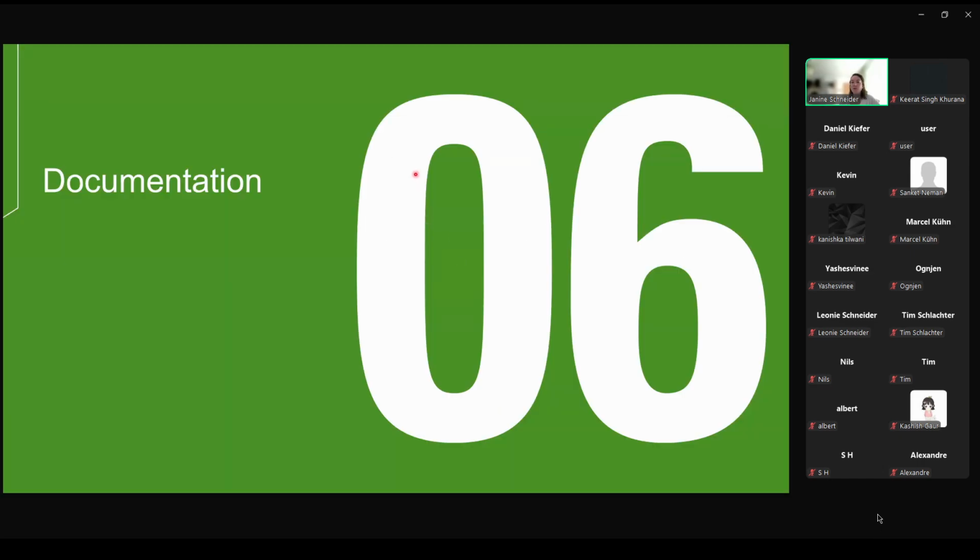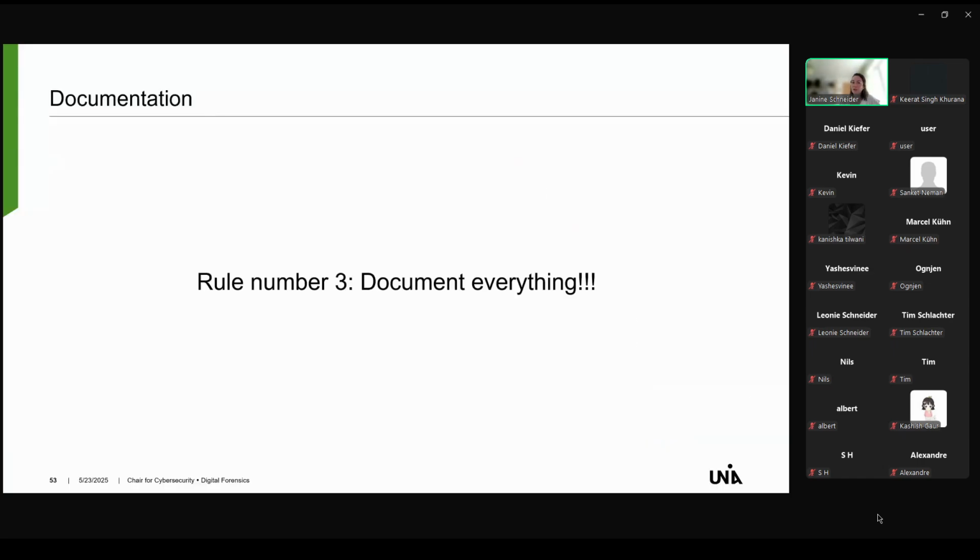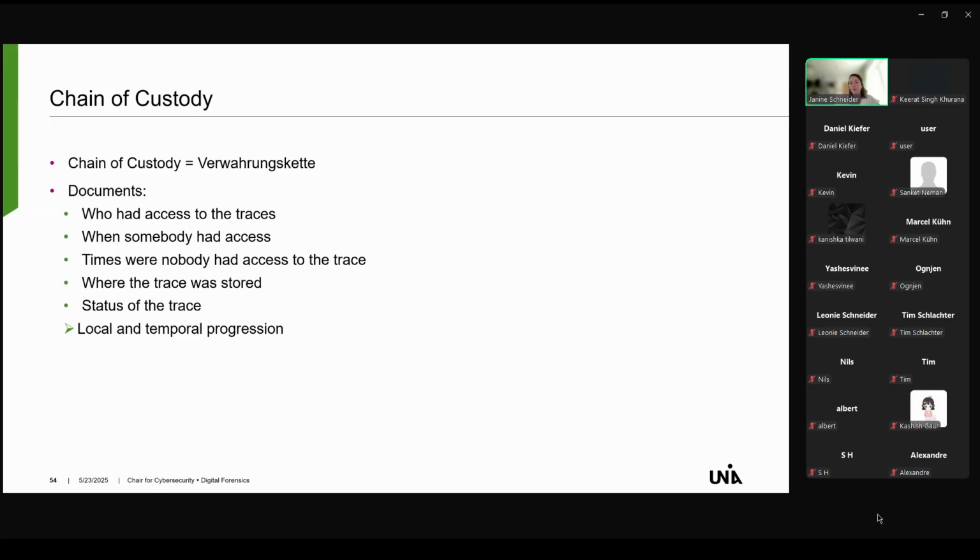Okay, so the last thing I want to talk about today is documentation. Rule number 3, document everything. And everything means like everything, every single step. Often the documentation starts with photographing the identification phase. We have the chain of custody, zu Deutsch Verwahrungskette. It includes the time, place, person carrying out the seizure, recording, transfer, analysis, and whereabouts of the trace.